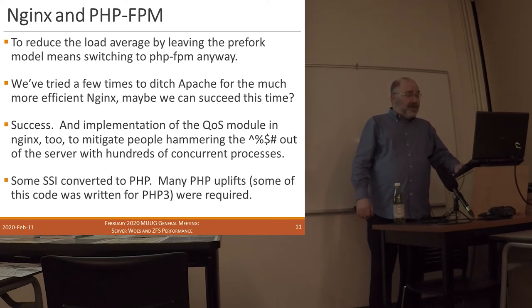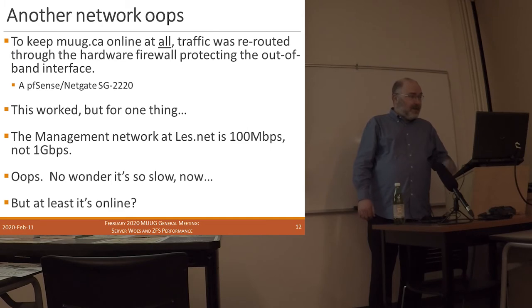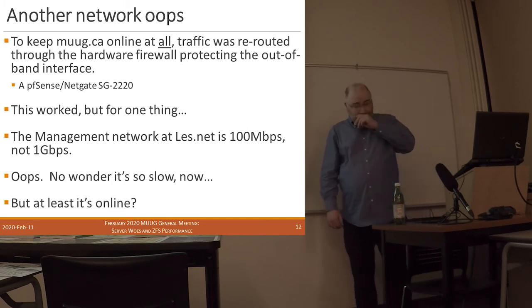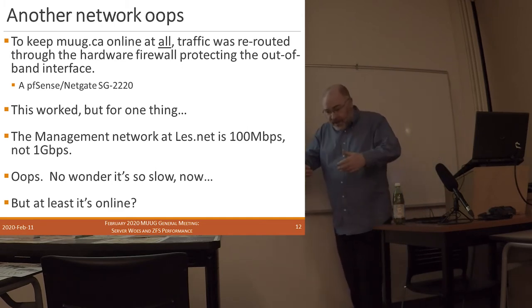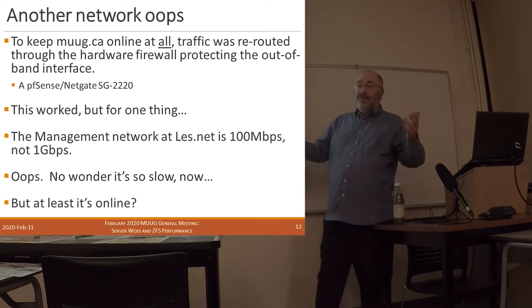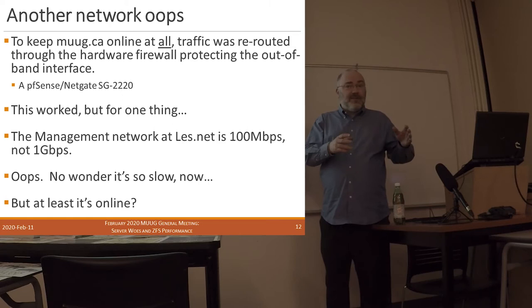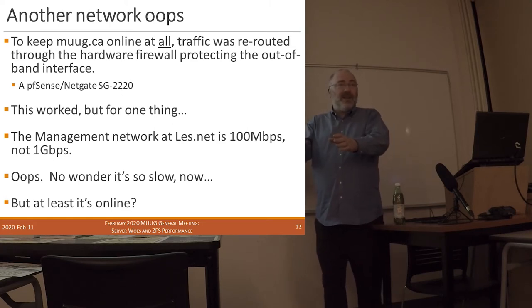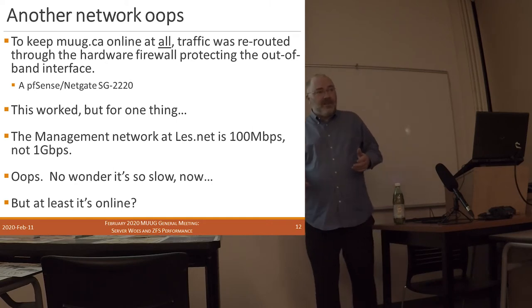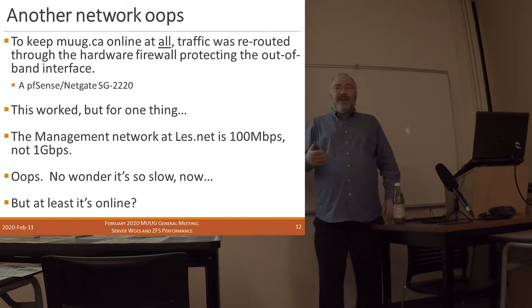Yeah, we had to do some PHP uplifting because some of the code is written for PHP 3. Not a lot, but some. So this was also an interesting exercise. So temporarily, to work around the 10 gig interfaces being dead in the water, we rerouted all the traffic through the little out-of-band management firewall. It's a little pfSense box, nothing spectacular, but I was kind of surprised that it could only push about 100 megs per second.